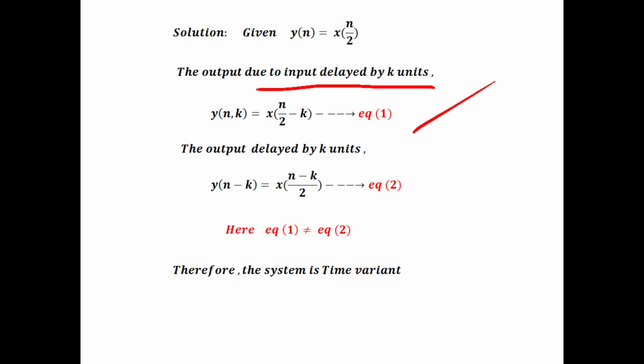X of n by 2 minus k is completely different from x of n minus k by 2. Delaying the signal by k units is the first expression, but in the second expression you have to replace n by n minus k, wherever n may be. Here it is n by 2, so n will become n minus k by 2. So equation 1 is not equal to equation 2. So the given system is a time variant system.